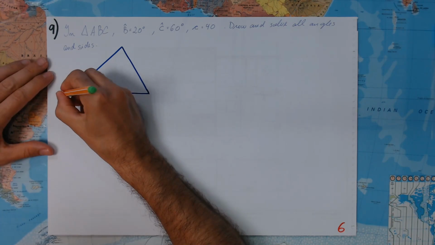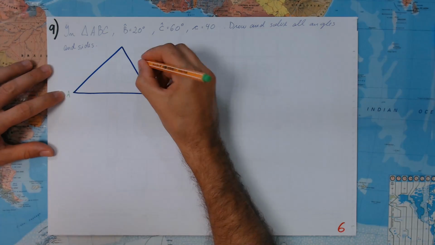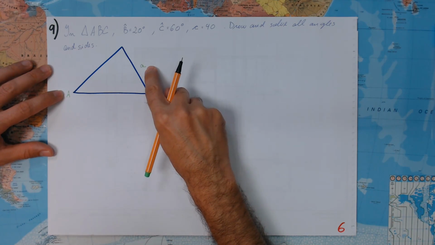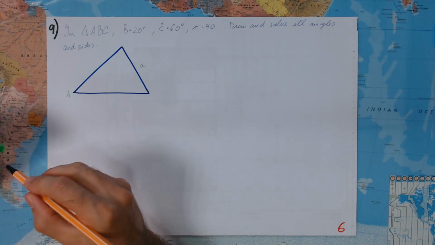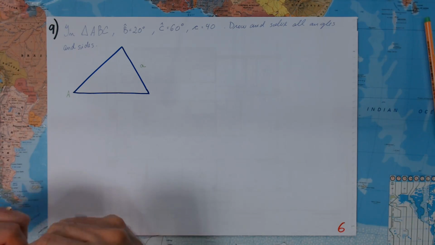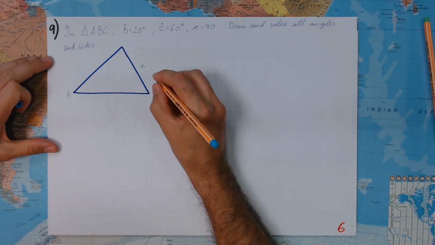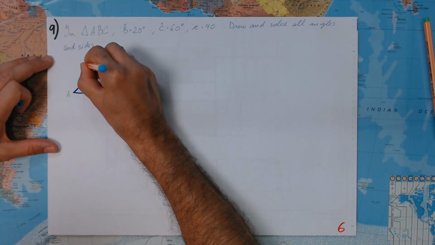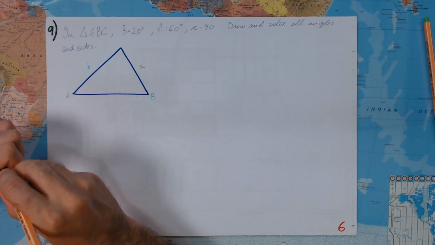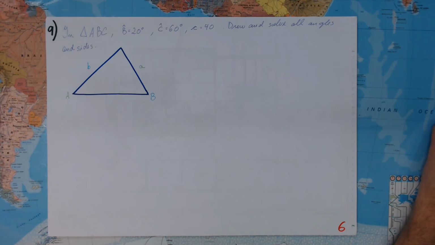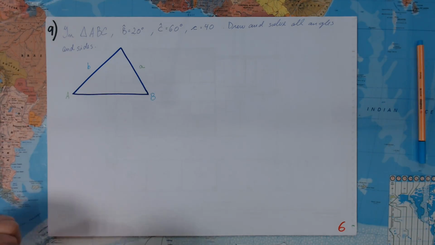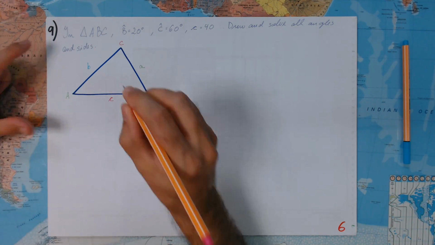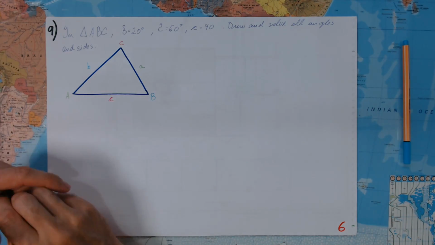Well, let's call this, if this is angle A, this is going to be side a, capital and lowercase. And if this is going to be the angle B, this is going to be side b. And in the same way, what is the other one? This one. And if we have this angle C, this is going to be side c, lowercase c.